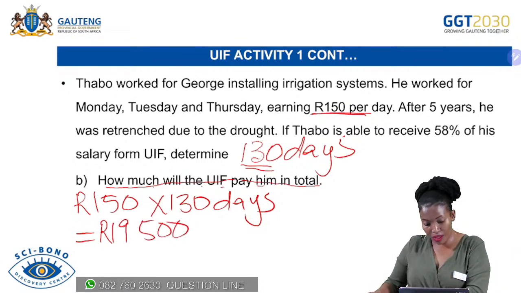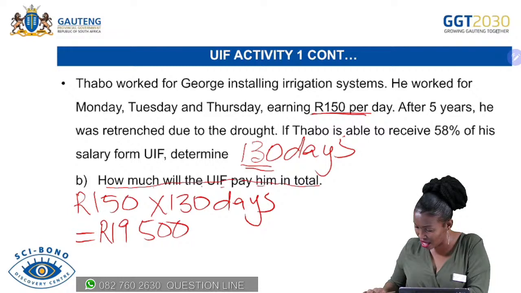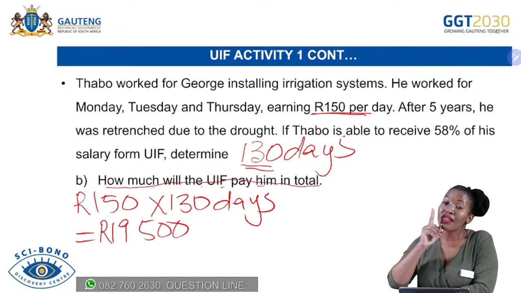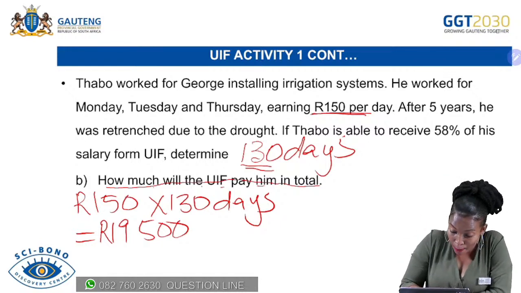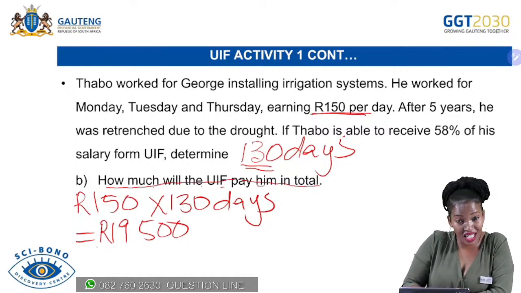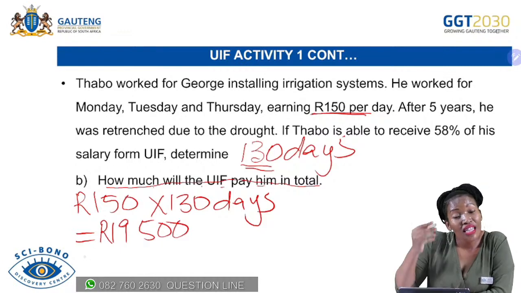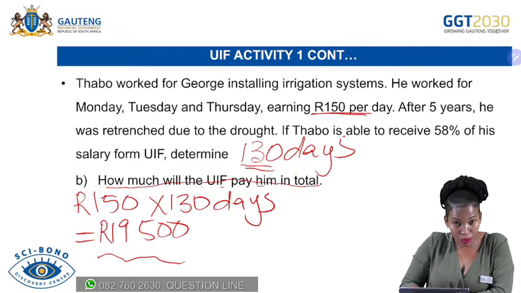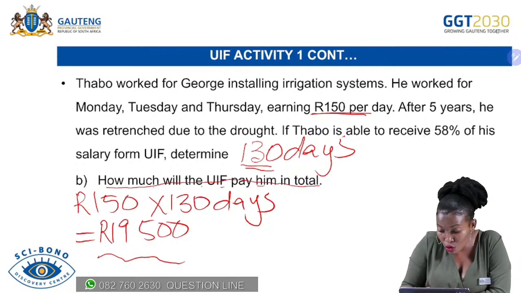19,500. Guys, just check with me there if you are getting the same answer. It's 130 days times 150. I'm getting 19,500. But remember, this was the amount that he would get in total. But the fund cannot afford to pay him all this amount. The fund can only afford to pay what?